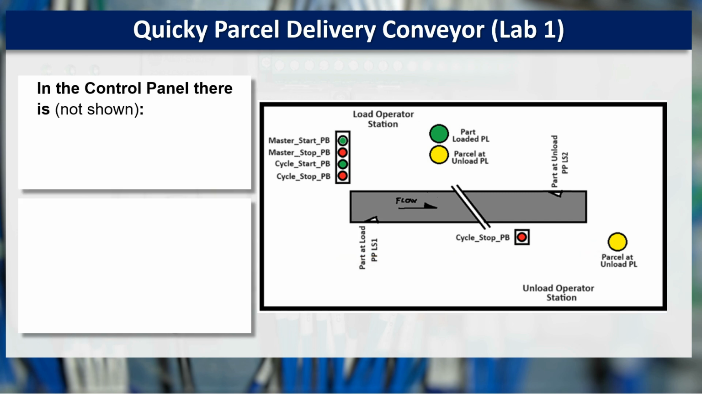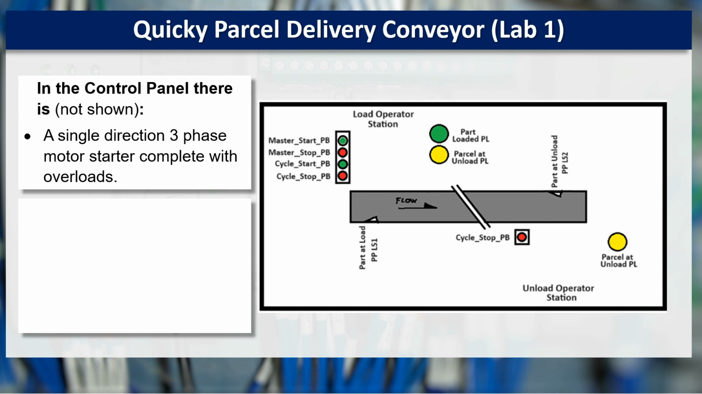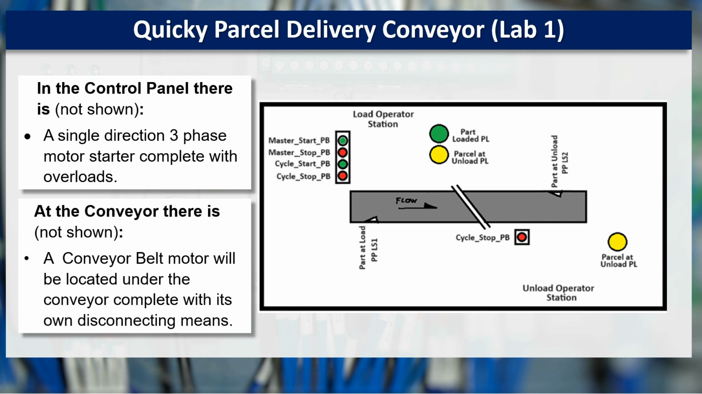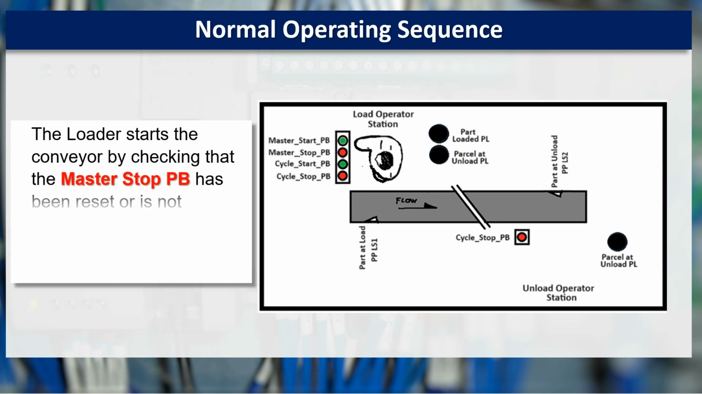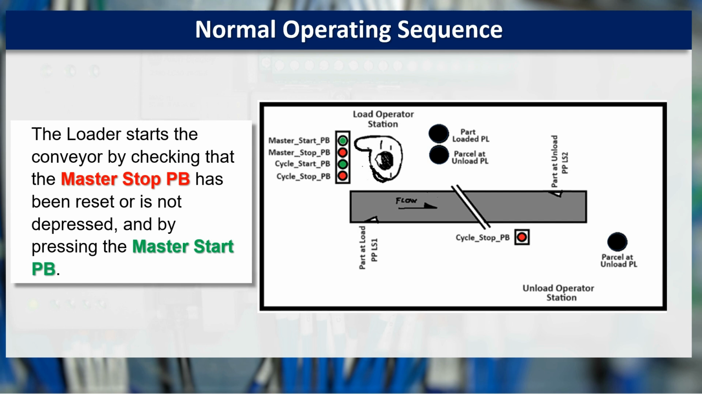In the control panel, not shown, there is a single direction 3-phase motor starter complete with overloads. At the conveyor, not shown, there is a conveyor belt motor which will be located under the conveyor complete with its own disconnecting means. The loader starts the conveyor by checking that the master stop push button has been reset or is not depressed, and by pressing the master start push button.